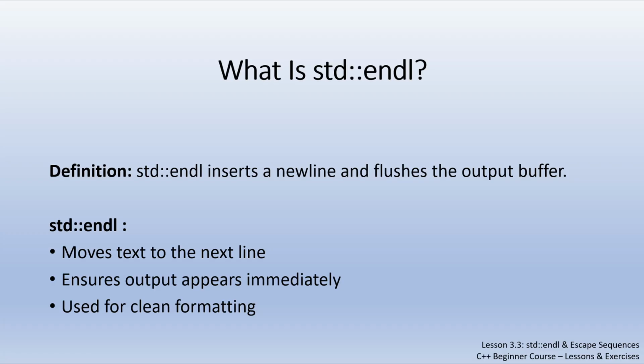So what exactly is std::endl? It's a special output manipulator that inserts a new line, meaning it moves the cursor to the next line, and it also flushes the output buffer. Flushing ensures that everything you've printed appears immediately on the screen. It's useful for formatting and for making your output predictable.